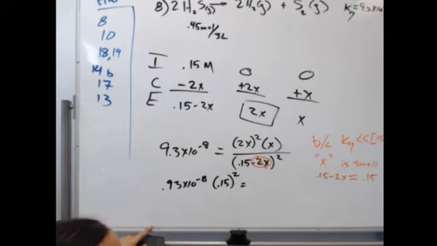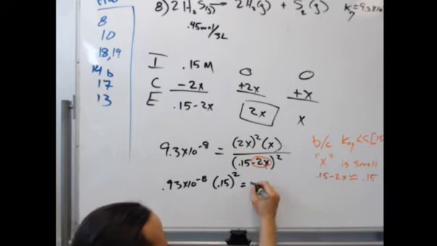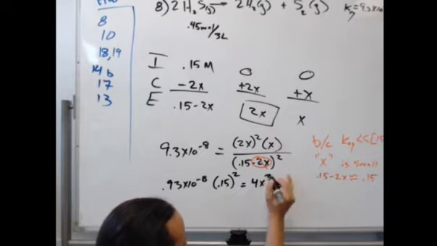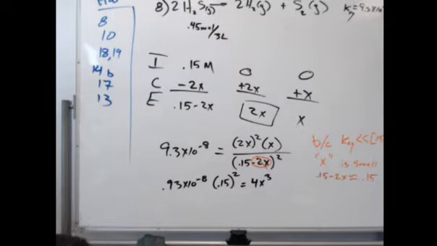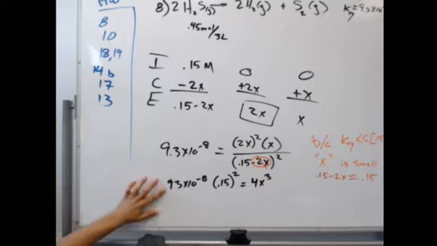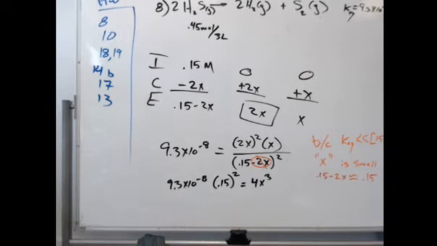Is equal to, if we do 2x squared times x, 4x cubed. Wait, time out. Is it 9.3? Oh, sorry, 9.3. I just don't know why I did that. You are correct.